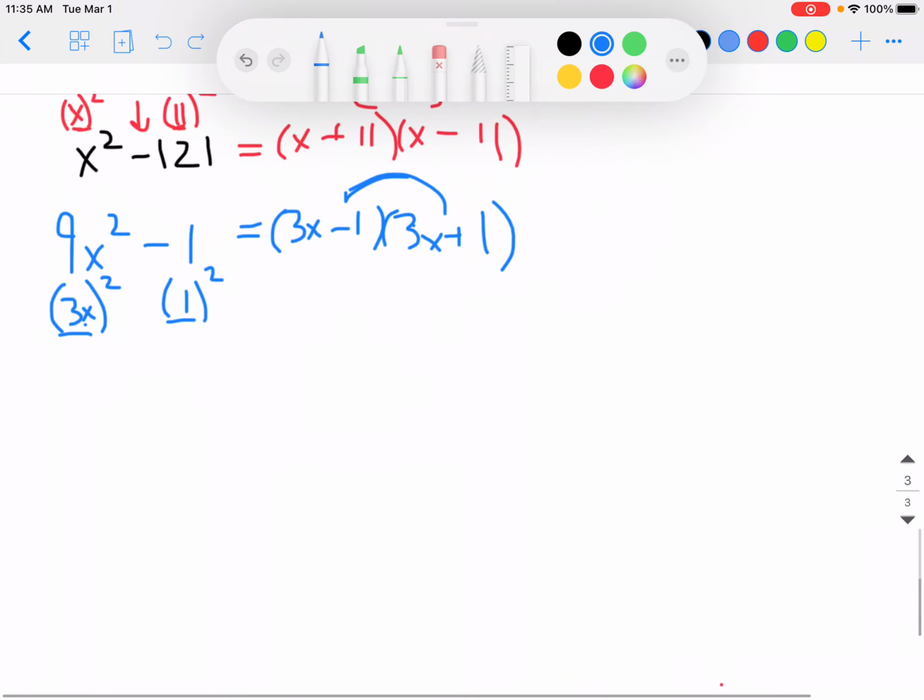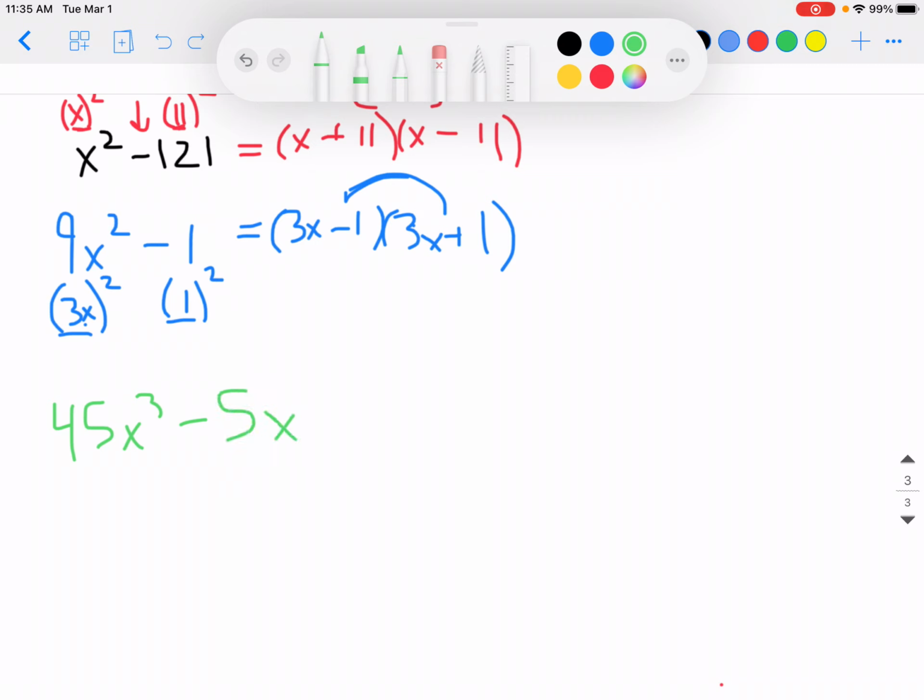All right. Now, let's make it a little bit harder, shall we? Let's have some fun with it. Let's say we have 45x to the third minus 5x. Now, we look at this and think, whoa, that's not a difference of squares. But what I am noticing is that I can factor out some stuff here between 45x to the third and 5x. I can take out a 5x. So I'm going to factor that out.